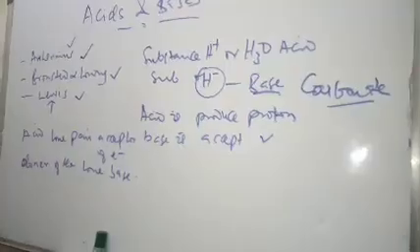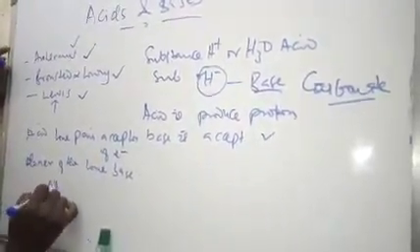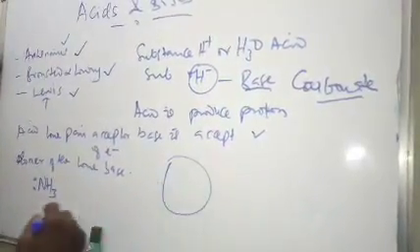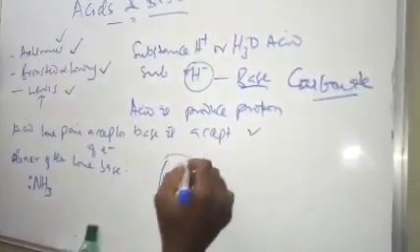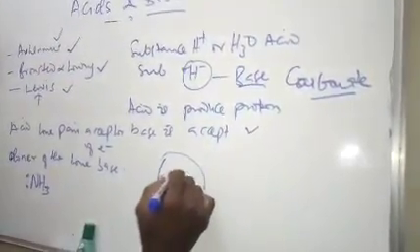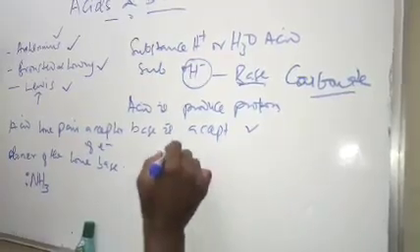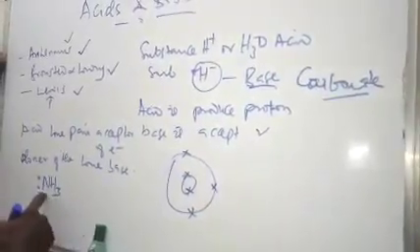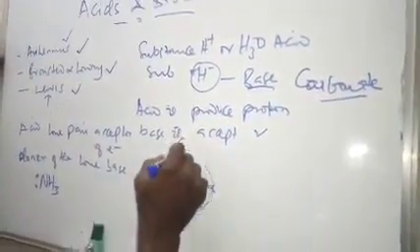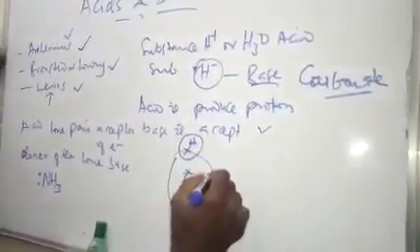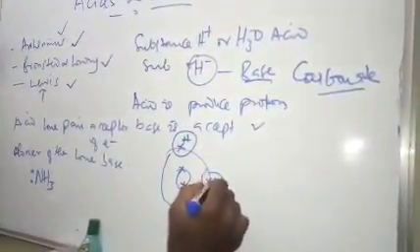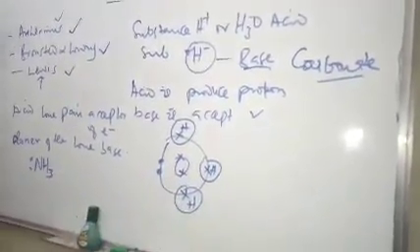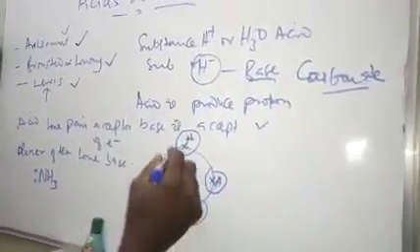Now, when you talk of the lone pair, let us look at ammonia, for example. Ammonia has a lone pair here. When you look at the structure of ammonia, the atomic number of nitrogen is 7. This is 2, and 5. Our nitrogen has 5 outer electrons, and our hydrogen is 3. The hydrogens will key into this, and we have our lone pair here.